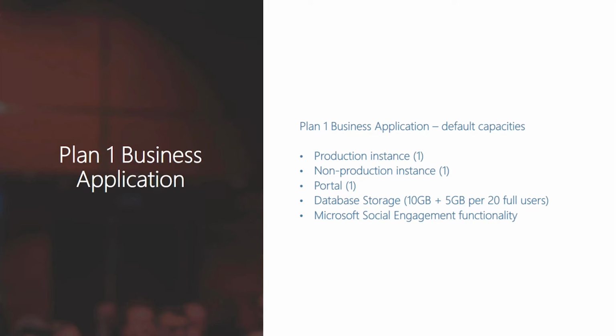You need to understand default capabilities. Any application under Plan 1, meaning sales, customer service, field service, project service automation, gets those default capabilities. So when you get one of these licenses, one of these apps, of course you have a production instance that you share for all the instances. You also get a non-production instance, very interesting, great for dev, great for sandbox.